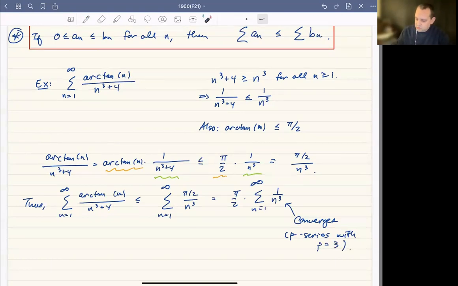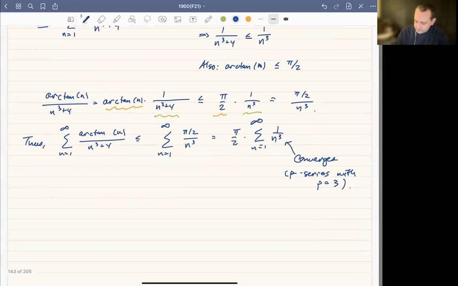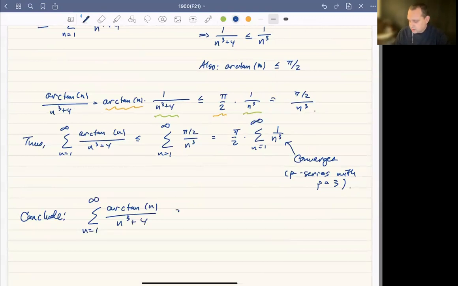And since the original series is less than or equal to a convergent series, this tells us we can conclude that the original series that we were looking at, arctan of n over n cubed plus 4, as n goes from 1 to infinity, this also converges.